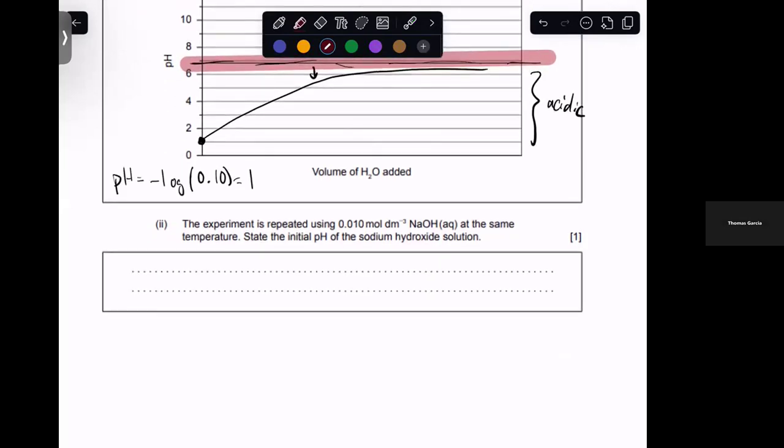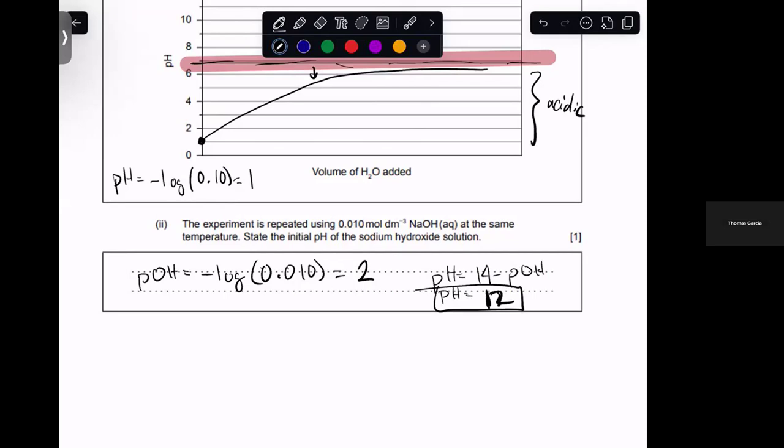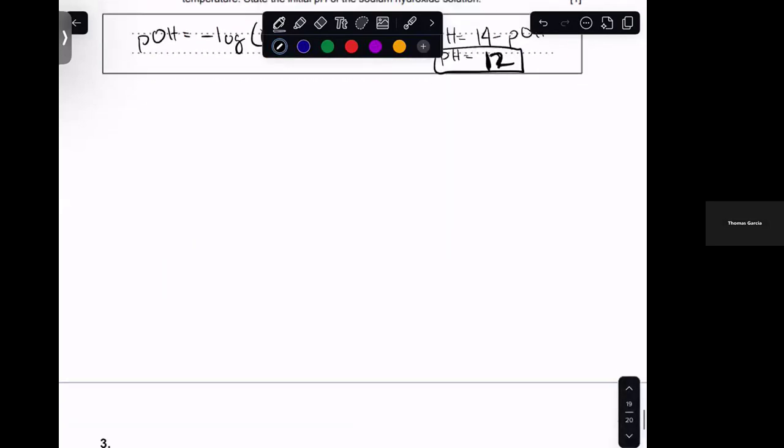The experiment is repeated using 0.01 mole decimeter cubed of sodium hydroxide at the same temperature. State the initial pH of the sodium hydroxide solution. Well, we can use a very similar equation. pOH is equal to negative log of 0.010, which gives us a pOH of 2. If we take pH is equal to 14 minus pOH, we get pH equals 12. So our pH is 12. And that sounds right because it's basic, and sodium hydroxide is basic.